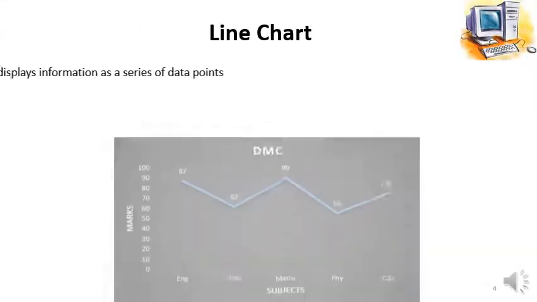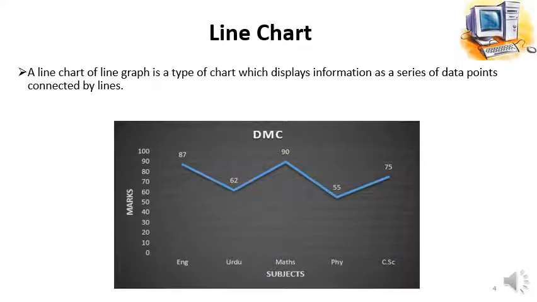Second, line chart. A line chart or line graph is a type of chart which displays information as a series of data points connected by lines. Here it is represented by a single line. If you have multiple series, this type of graph or chart can have multiple lines to represent multiple series of data. It is used to show trends over time.